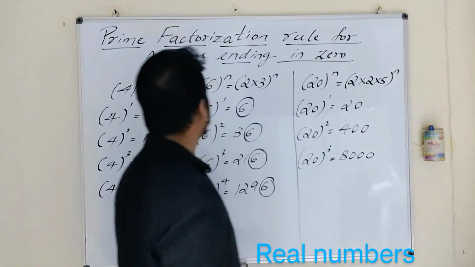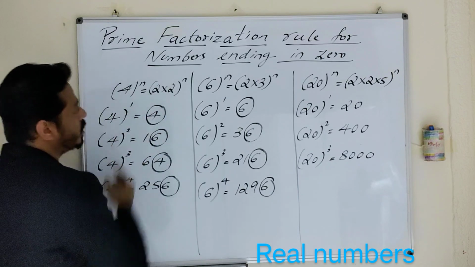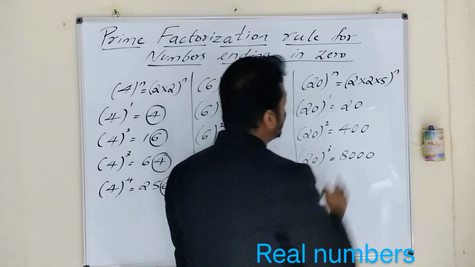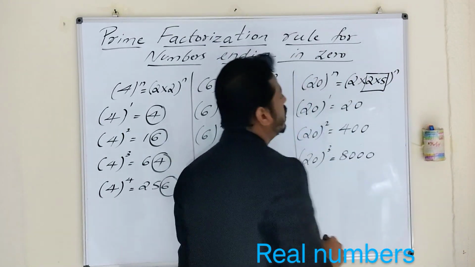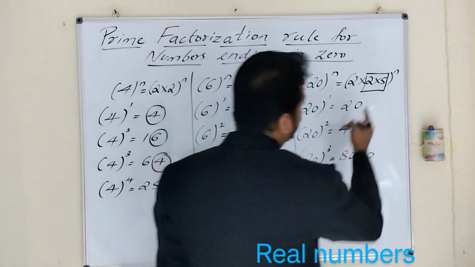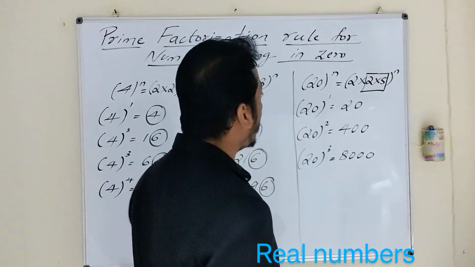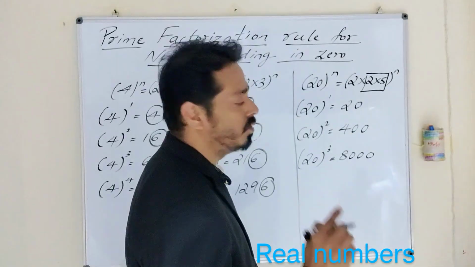Here is the clue for you. In the factors of 4 you have only 2. In the factors of 6 you have 2 and 3. But when you see the factors of 20, you have 2, 2 and 5. This is the answer: 2 and 5. When you multiply 2 and 5, the product is 10. And when you multiply 10 with any number, it ensures that the number always ends with 0.